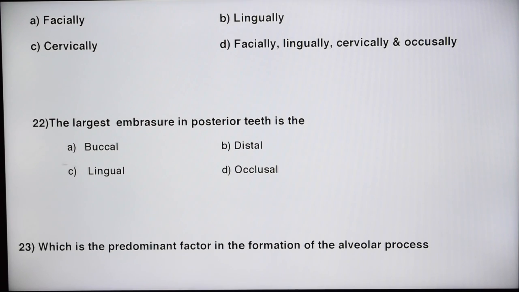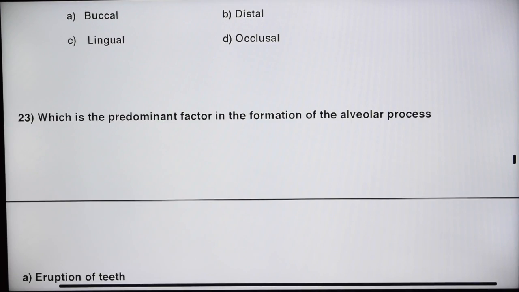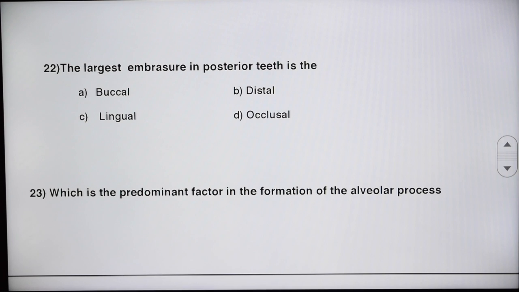And to add one important point here, in case of maxillary first molar, there is an exception. The lingual surface is wider than the facial surface, right, because of the presence of the large mesiopalatal cusp of Carabelli, etc. Because of this, there is a small lingual embrasure compared to the facial embrasure. So this is the only exception. The appropriate answer for the 22nd question is option C.